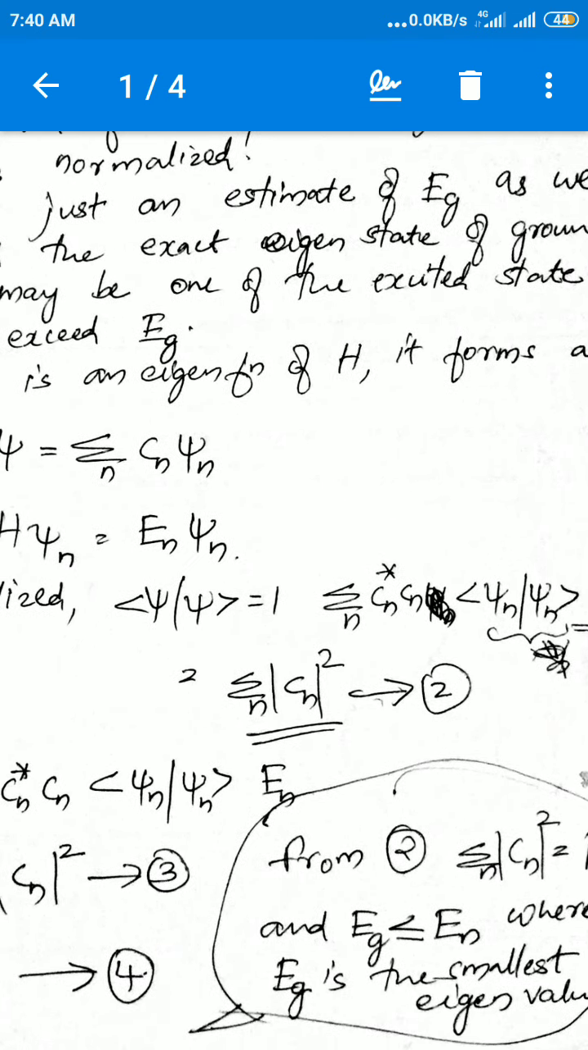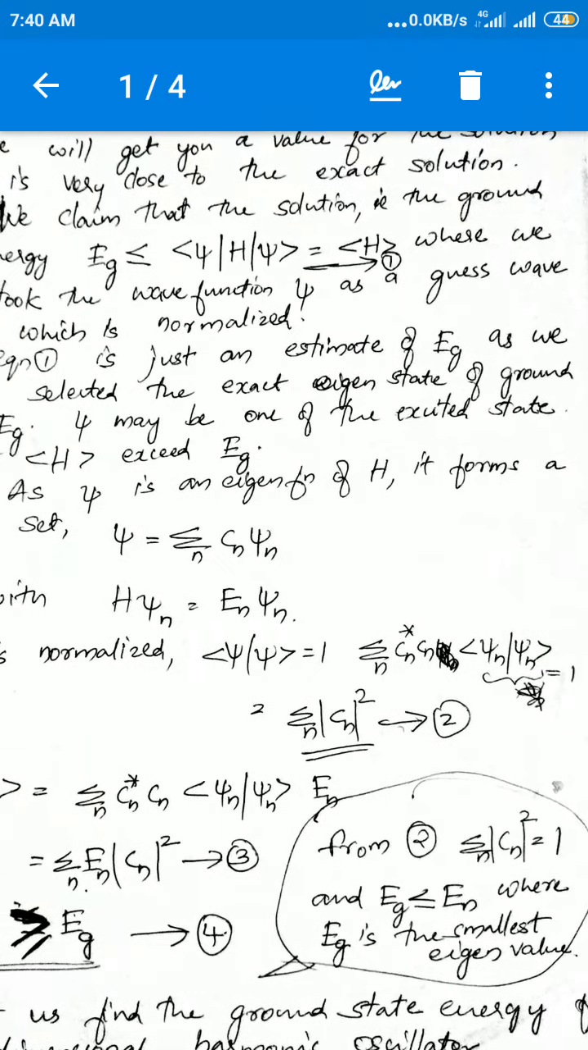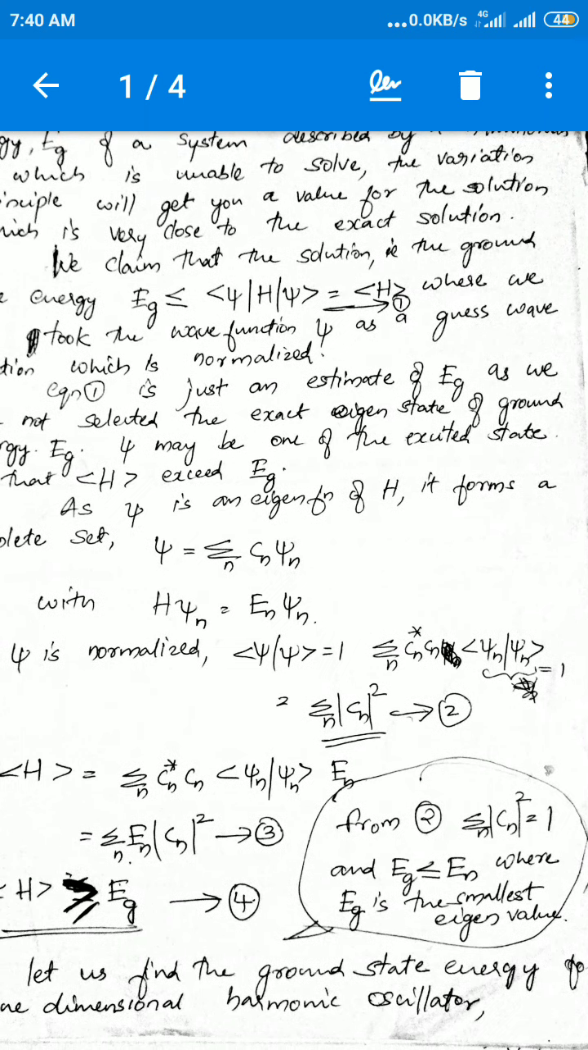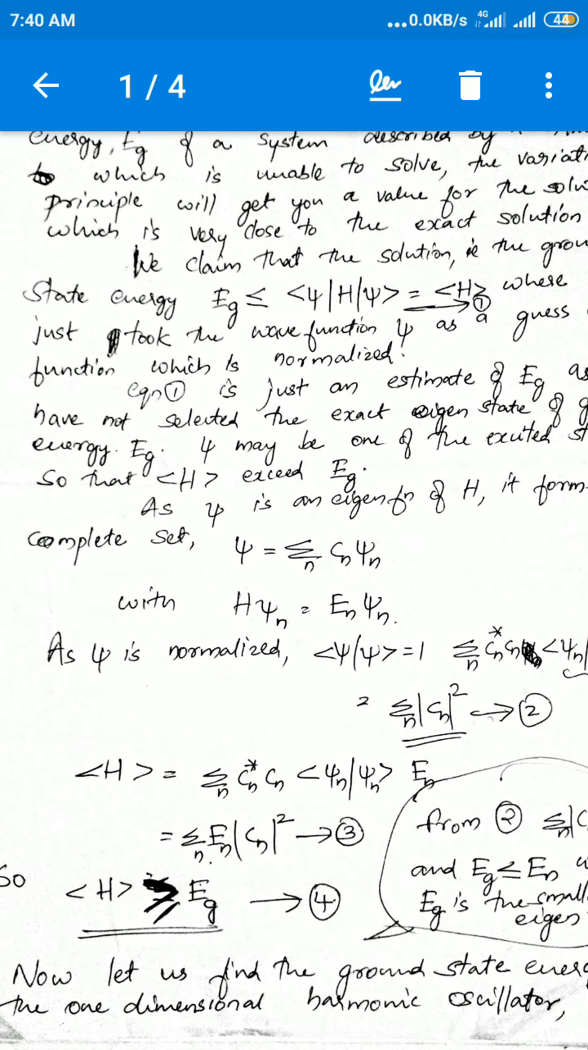It should be equal to 1. Sigma n modulus Cn square is equal to 1. That is equation number 2. Okay, equation 1 we have, equation 2 we have. Now let us substitute for H.